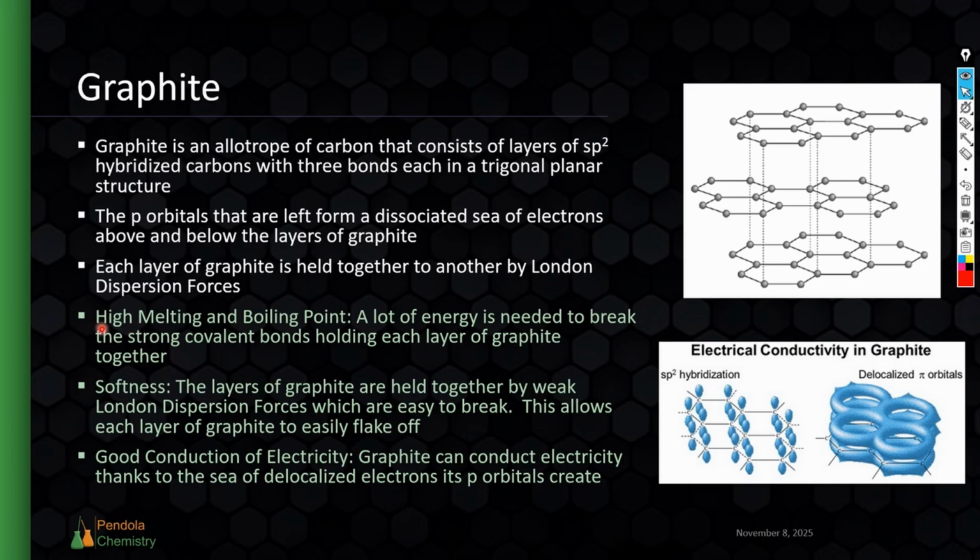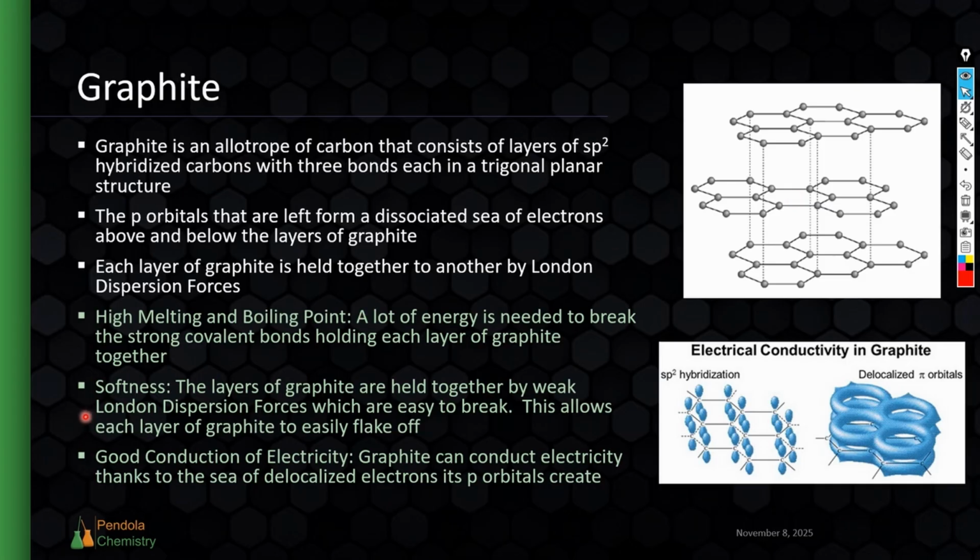First of all, graphite has really high melting and boiling points. It requires a lot of energy to break the covalent bonds holding each layer of graphite together. And so, because it requires a lot of energy to break the covalent bonds between the carbons, graphite, like all giant covalent structures, has really, really high melting and boiling points.